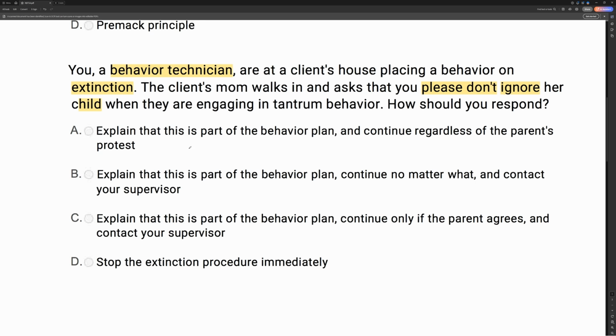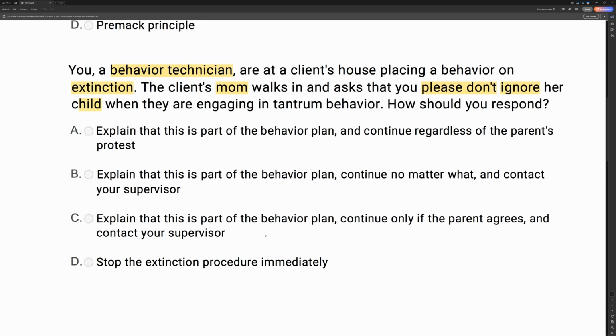A, explain that this is part of the behavior plan and continue regardless of the parent's protest. You should explain that this is part of the plan and you're doing the right thing, but we can't just continue even if the parent continues to tell us to stop. B, explain that this is part of the behavior plan, continue no matter what, and contact your supervisor. We do want to explain, we do want to contact the supervisor, but again, we're not just going to continue no matter what. We have to take into account what this mom is telling us.